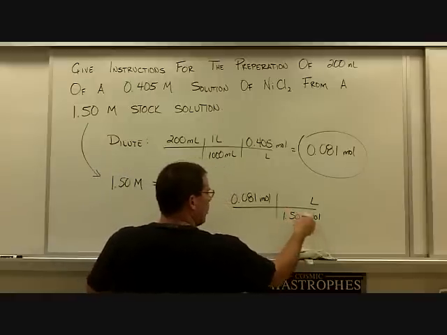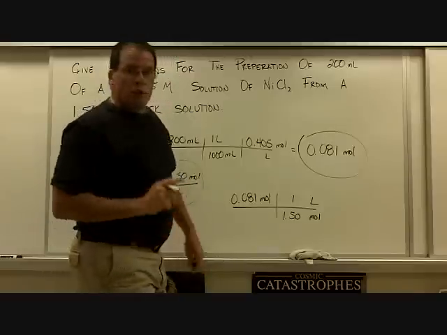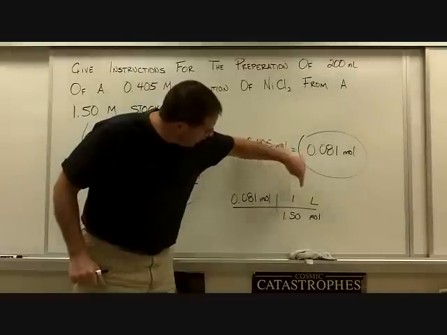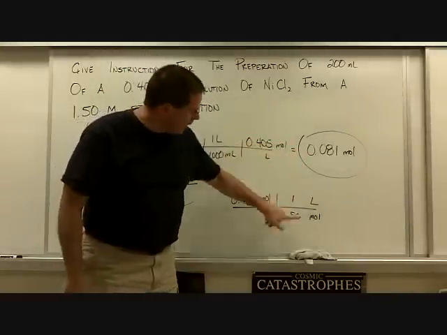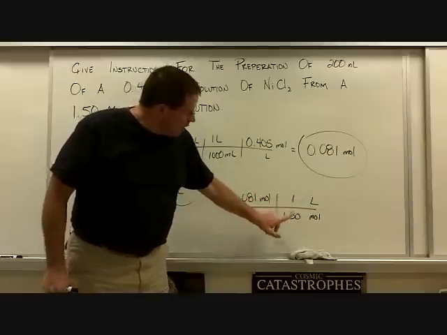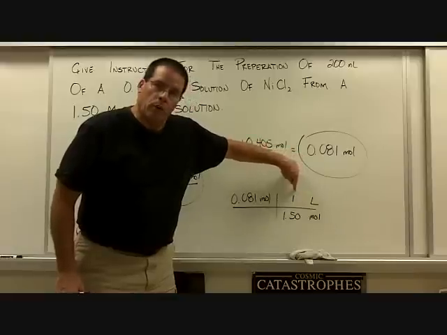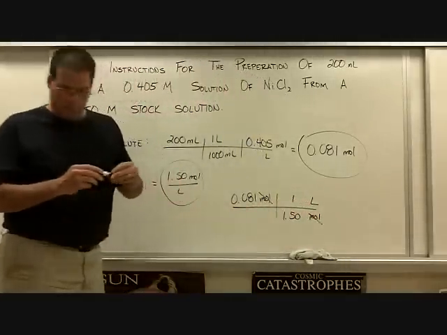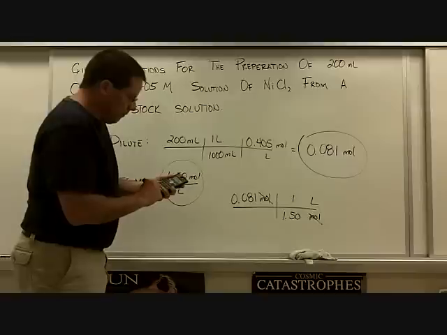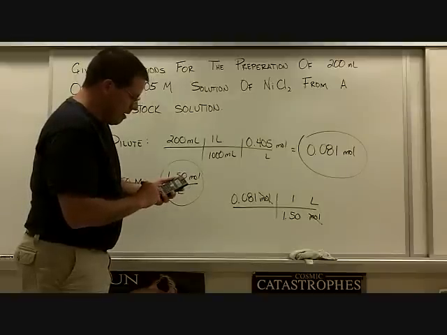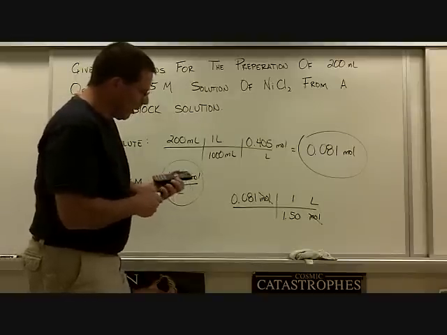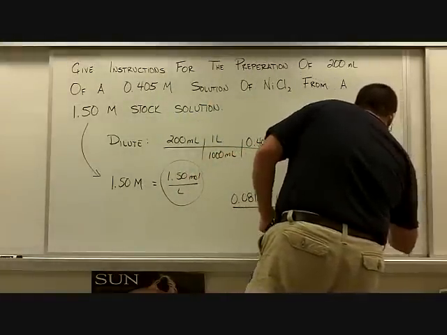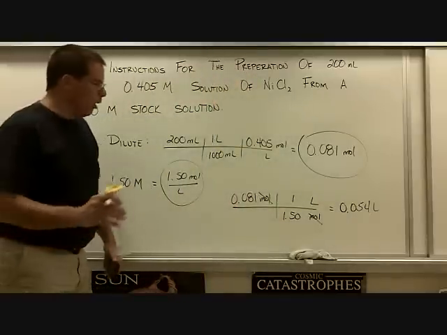So I put the 1.5 moles for every 1 liter. You can do that because it's factor labeling. We can invert the units because what this is saying is for every liter of that solution, I have 1.5 moles in it. Or if I had 1.5 moles, that equals 1 liter. Now my units for moles cancel out, and I'm left with liters. So let's find out what that is. I get 0.054 liters. So that means I need 0.054 liters.